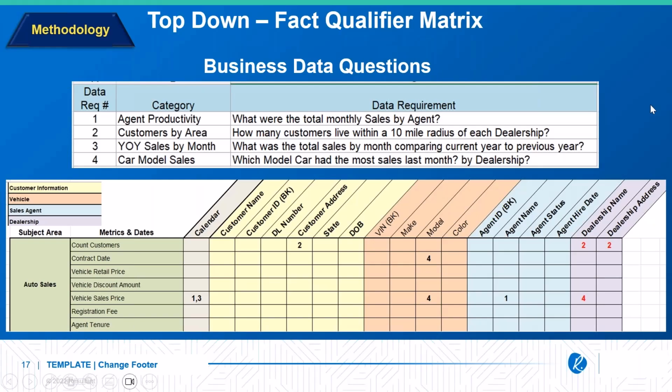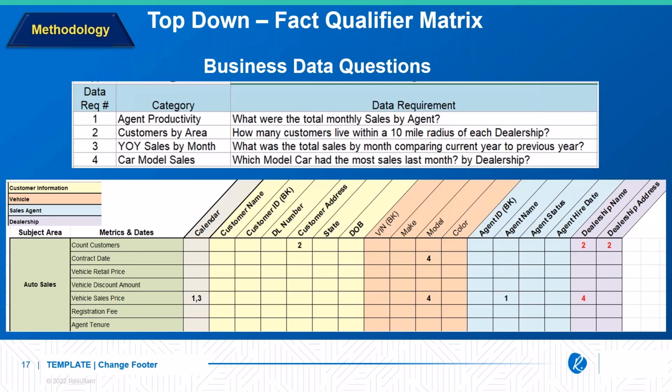So when you look at this, let's just go through these questions quickly because I know I only have 30 minutes. Let's say we have agent productivity. What were the total monthly sales by agent? So I know that I've got agent, so I'll go to the blue area, and I know that we're looking at sales, vehicle sales. So you can see that that's the cross section. That's the kind of data that we need to answer that data requirement.